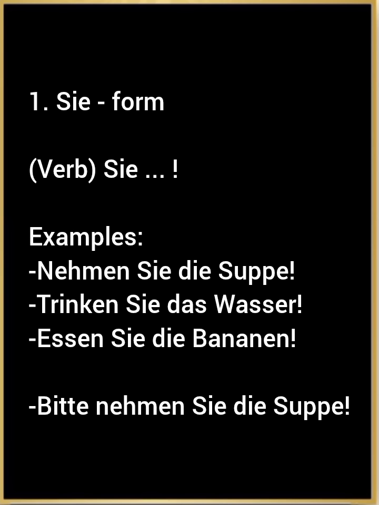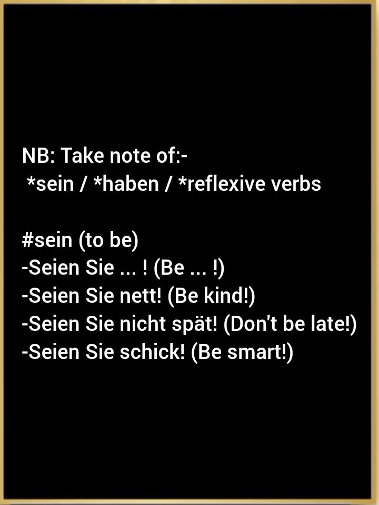Now there's this NB telling you, watch out for the verbs sein, haben, and the other reflexive verbs. So let's begin with sein. From back then, you know that sein is one of the irregular verbs. Normally, when we conjugate sein, we say ich bin, du bist, er, sie, es ist, Sie sind. But in requests, we will use sein as follows. Remember, sein means to be. So I want to tell somebody, be smart. In the Sie form, we would say, Seien Sie. Don't say, sind Sie.